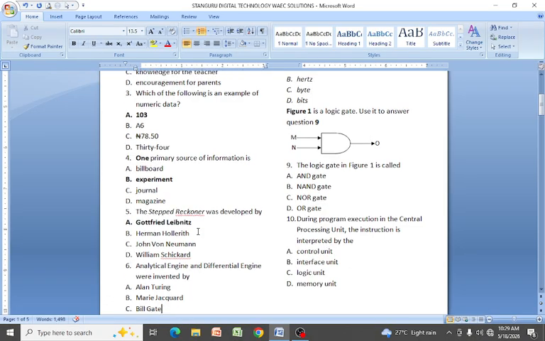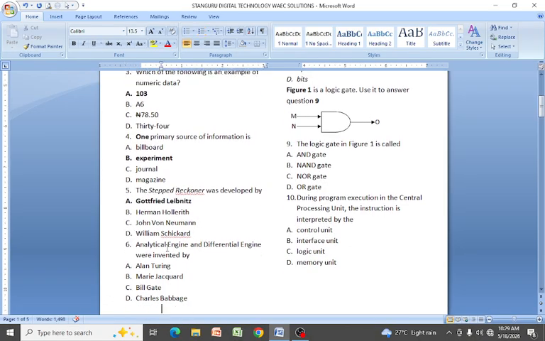Then number 6, which is the simplest question. The Analytical Engine and Difference Engine were invented by who? Charles Babbage, of course. Charles Babbage designed both early mechanical computing machines. Though he did not finish the Difference Engine before he died, we know him as the father of computer. Why do we call him that? Because he designed a machine with the ability to do multitasking.